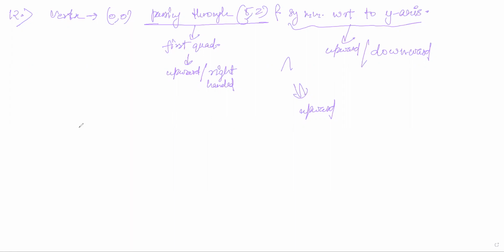And if the parabola is upward, it means the equation has to be x squared is equals to 4ay. Now it is passing through 5,2, so you can put x as 5 and y as 2. If you put it, you would get A as 25 by 8, so 2x square is equals to 25y.